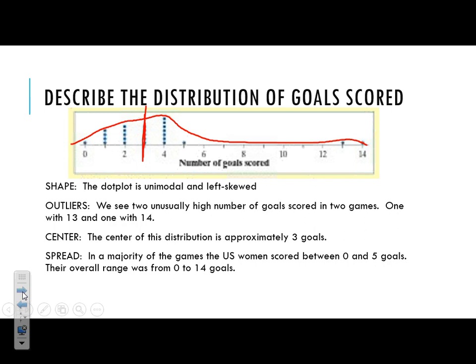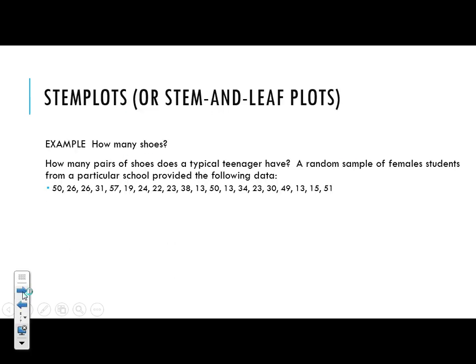What we want to finish up with today is the idea of a stem plot, which is another very simple type of graph that we can create. So here's an example that we're going to use to create a stem plot. It says, how many pairs of shoes does a typical teenager have? A random sample of female students from a particular school provided the following data. And we have 20 numbers there.